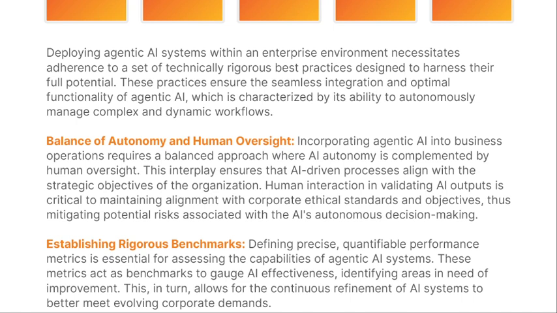Balance of autonomy and human oversight. Incorporating agentic AI into business operations requires a balanced approach where AI autonomy is complemented by human oversight. This interplay ensures that the AI-driven processes align with the strategic objectives of the organization. Human involvement in validating AI output is critical to maintaining alignment with corporate ethical standards and objectives, thus mitigating potential risks associated with AI autonomous decision making.